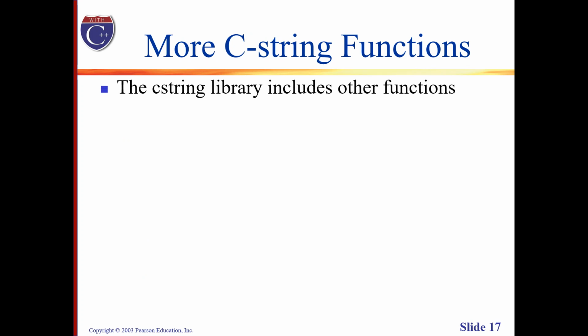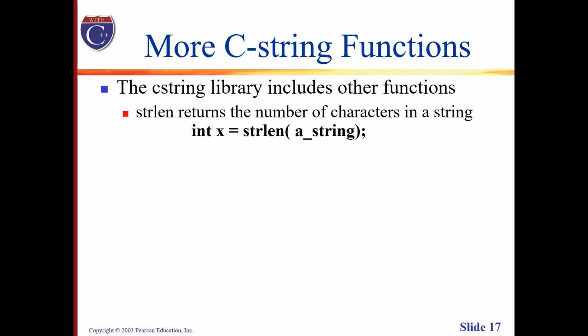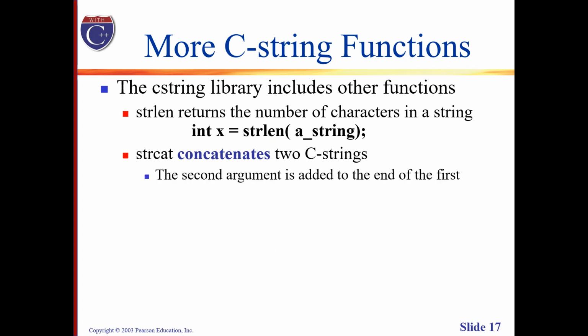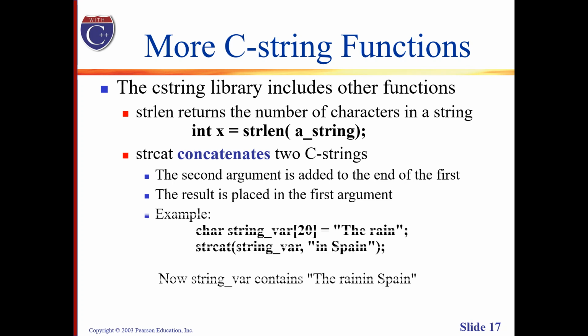Now let's talk about more C-string functions. Again, the C-string library includes other functions such as strlen, which returns the number of characters in a given string. And this is an example of how we can use it. strcat concatenates two C strings. The second argument is added to the end of the first, and the result is placed in the first argument. To do that, we can use it in the following manner.